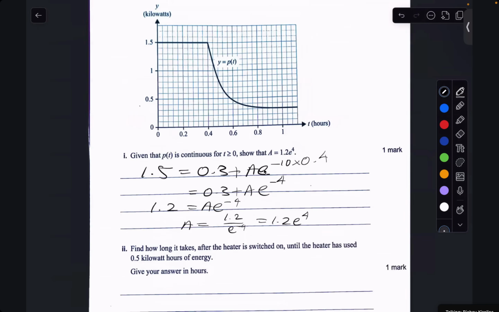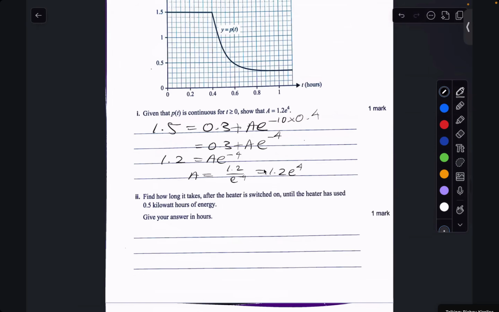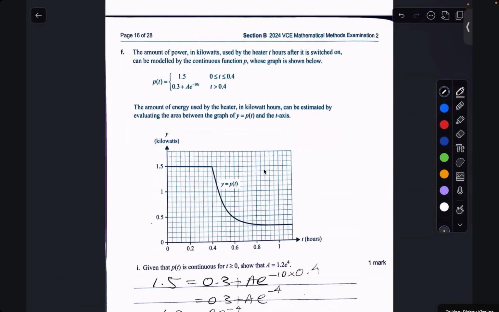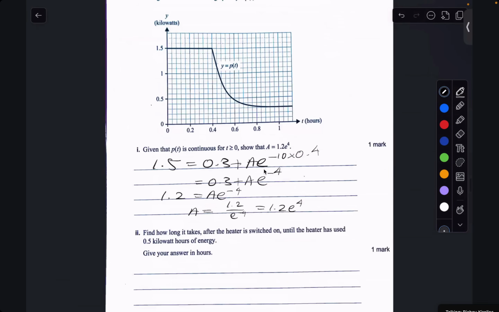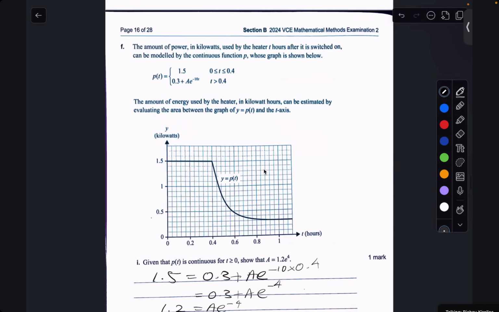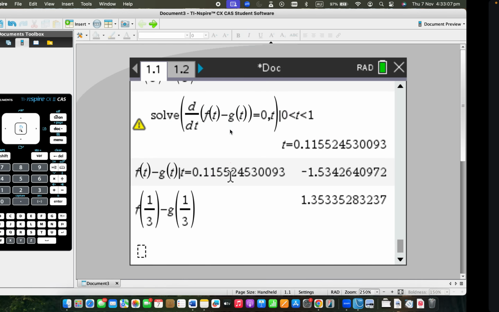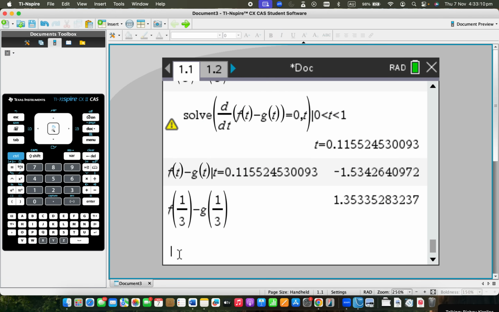A is equal to 1.2 over e to the power of negative 4, or 1.2 e to the power of 4. Find how long it takes after the heater is switched on until the heater has used 0.5 kilowatt hours of energy. So T hours after it's switched on. So find how long it takes until it's used 0.5 kilowatt hours. So find when P of T is 0.5. They like hybrid functions a lot.